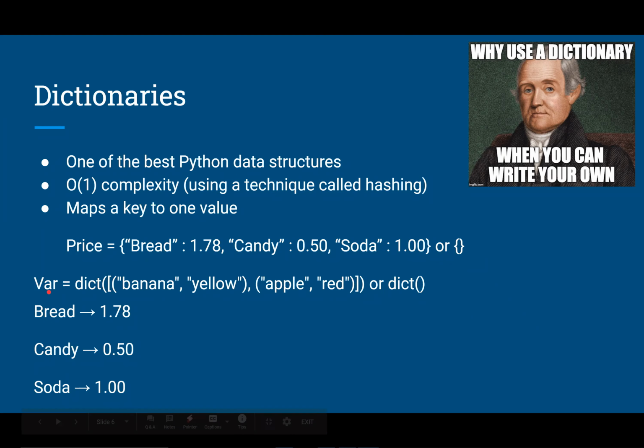We can also make a dictionary like this, where we have our variable name over here, and we can explicitly define it. Here we have dict for dictionary, and we can also create a dictionary like this. In this dictionary, the string banana will map to the string yellow, and the string apple will map to the string red. Basically what a dictionary does is it maps our keys. Here the key is the string bread, and this key will map to the value of 1.78, and so on for other keys that we use.